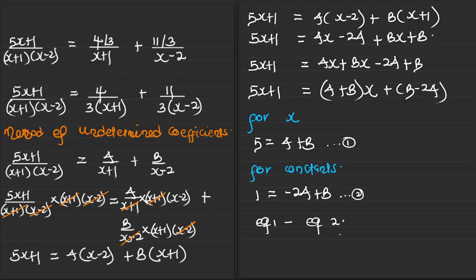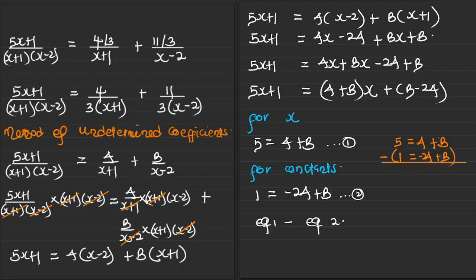That is using the elimination. You know, there are so many ways you can do this: either the elimination, the graphical method, substitution, or using the matrix. It's all up to you. But in this case, I want to use the elimination. So with the elimination, I'm saying equation 1 minus equation 2. You have equation 1, which is 5 is equal to A plus B. And I'm saying minus equation 2. Equation 2 was 1 is equal to negative 2A and then plus B.